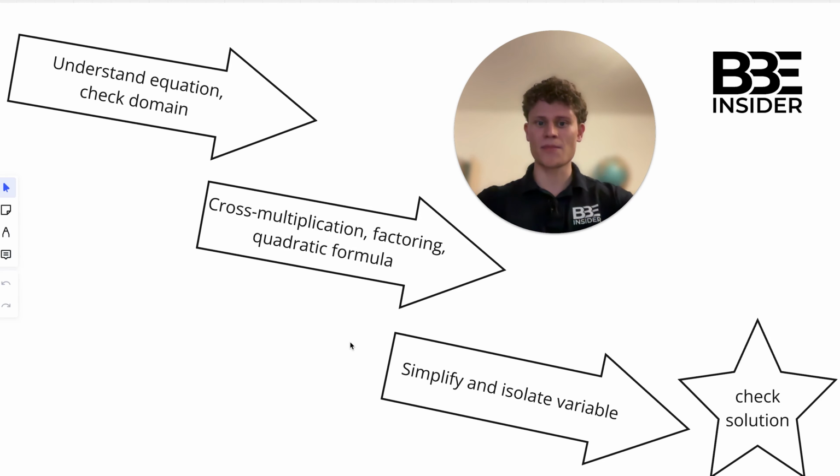In the next step, we have multiple approaches to manipulate the actual underlying equation. This could be cross multiplication, factoring, or the quadratic formula. We will talk about these in the later part of this video. Then we try to simplify and isolate the variable of interest, which in most cases is x. Finally, we use the value for x we obtained in this step and put it back into the original equation and check if our solution is correct.